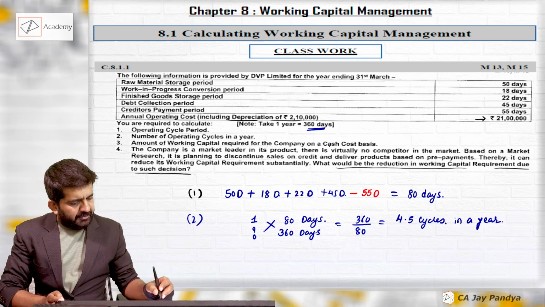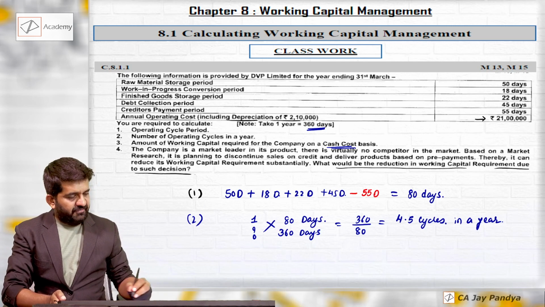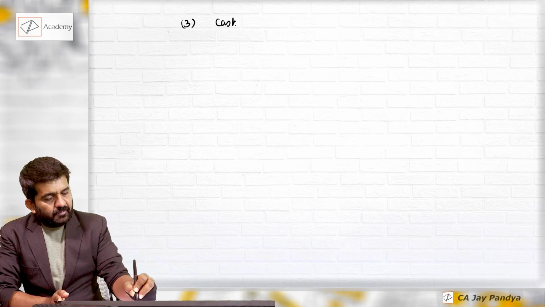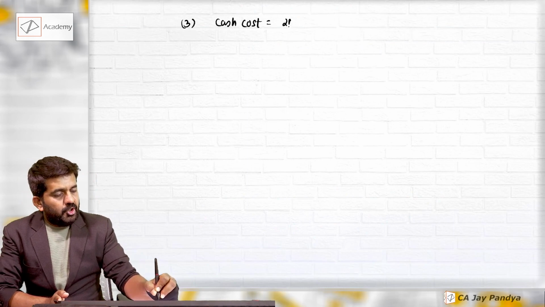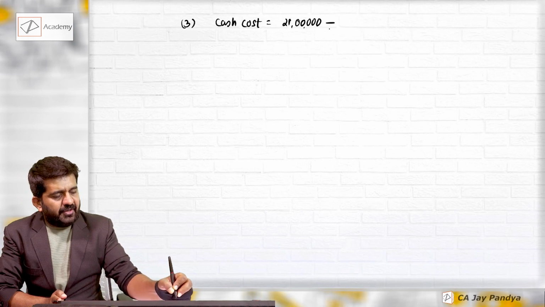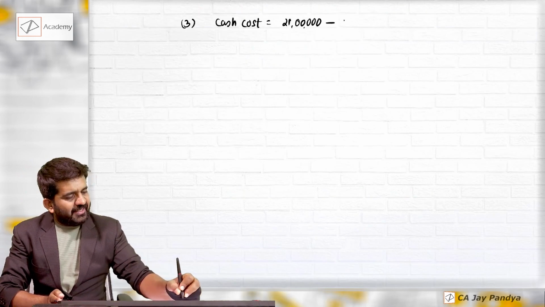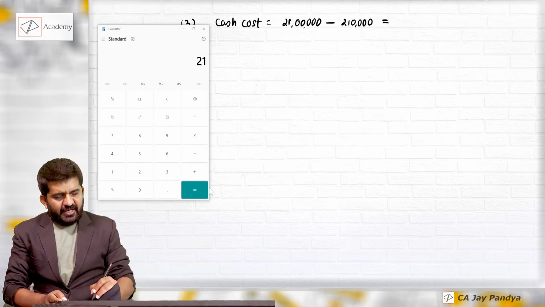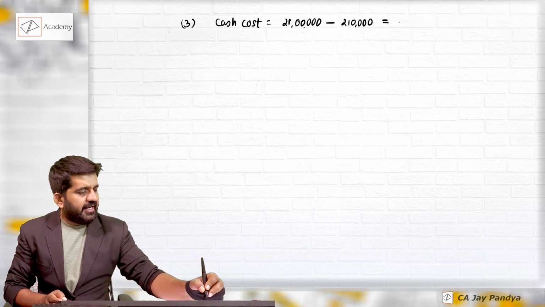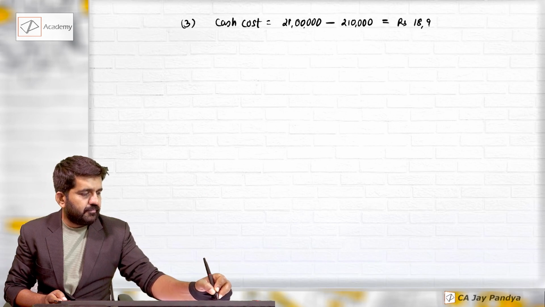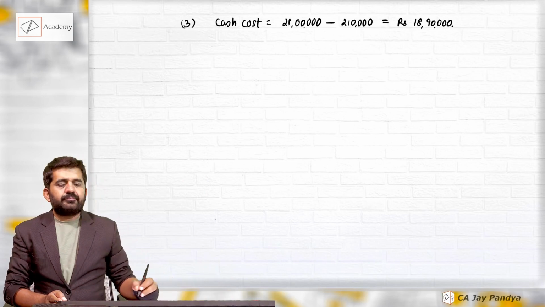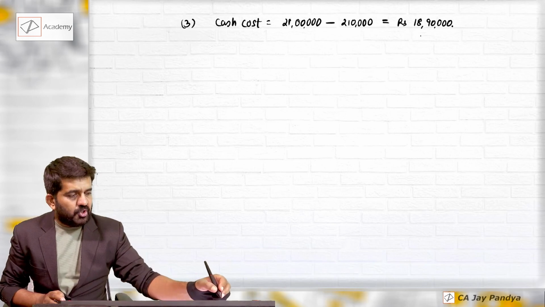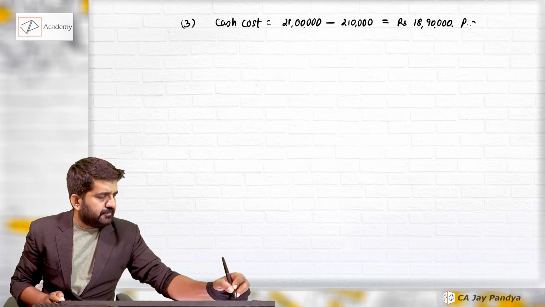Amount of working capital required on cash cost basis. See, very simple. What is my cash cost? 21 lakhs is cost per annum, but 2,10,000 is depreciation. So my cash cost will be 21 lakhs minus 2,10,000, which is 18,90,000. This is my cash cost per annum.